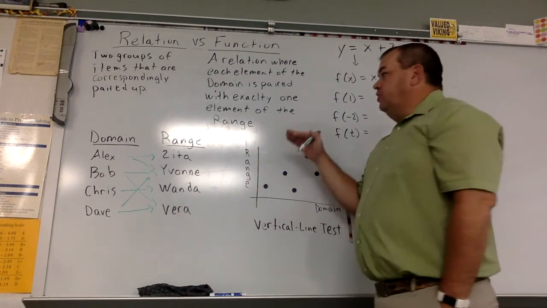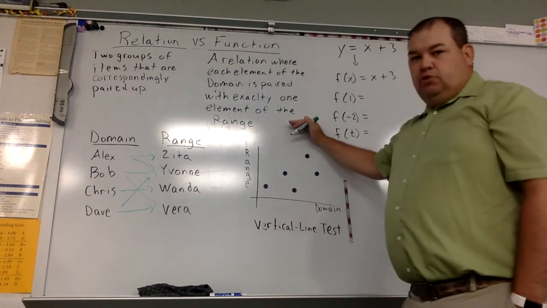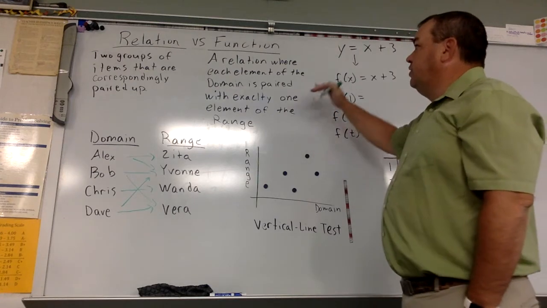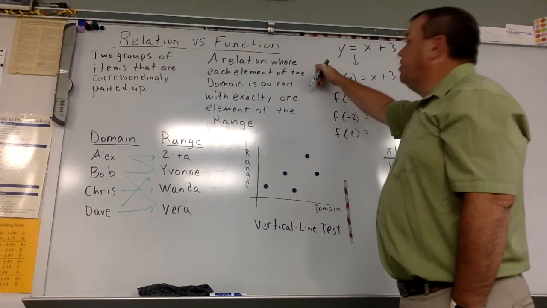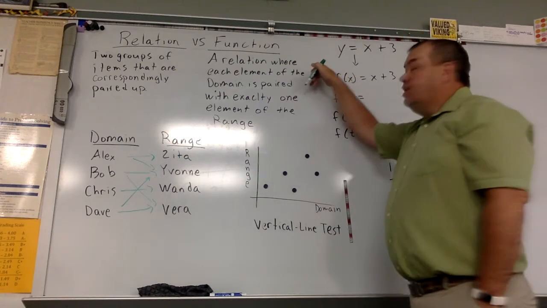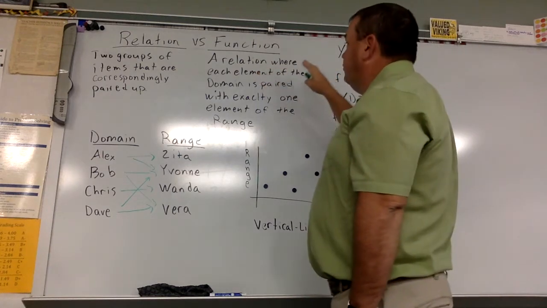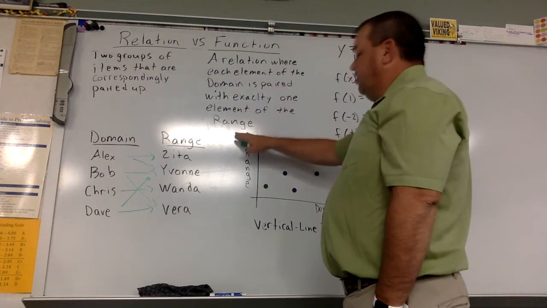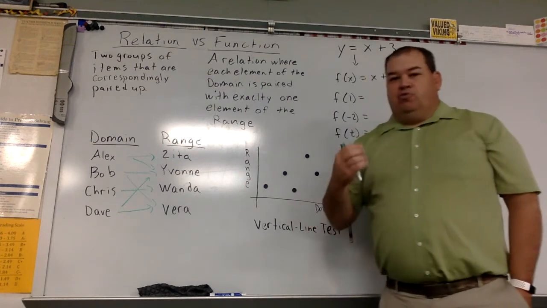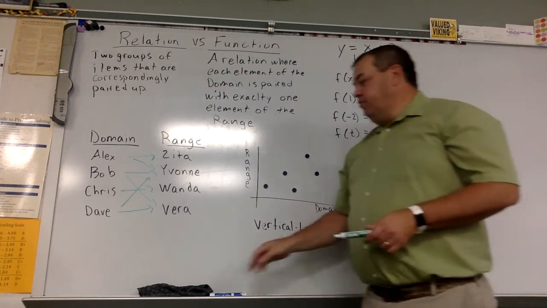When we get to function, it has a few more rules. A function is still a relationship, still a relation. So things are still paired up. But now there's a special rule. And the special rule is each element of the domain is paired with exactly one element of the range. So we have more rules when we're talking about a function.